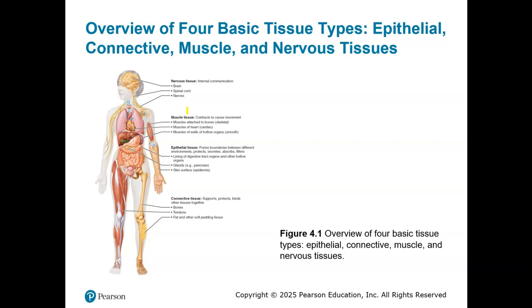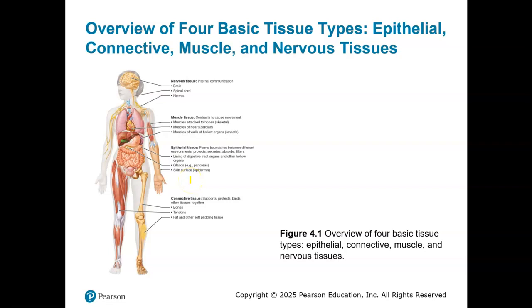But then there's also the heart, which is composed of muscle tissue called cardiac muscle. And then there's smooth muscle that lines our blood vessels and our digestive tract and our airways. And so we'll talk about the 3 different types and compare the 3 different muscle tissue types. But the 2 we're going to spend the most time on are epithelial and connective.